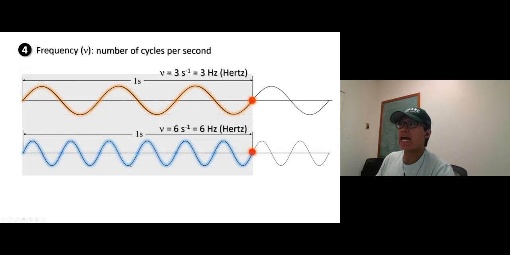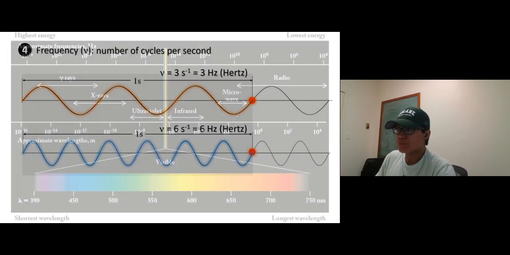Frequency, which is the number of cycles per second. So let's say that's 1 second. There are 1, 2, 3 cycles, so that's 3 cycles per second, right? Per second is the unit of frequency, or we just call it hertz, which is a scientist's name.